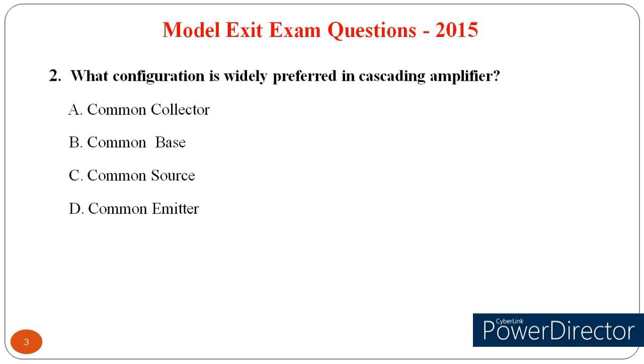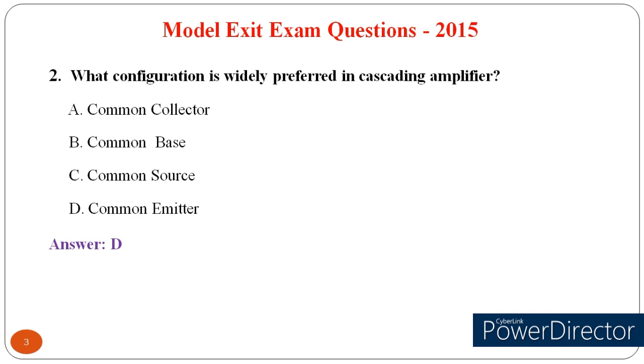Common emitter is widely preferred in cascading amplifier because it provides large gain. It offers large values of power, current and voltage gain.